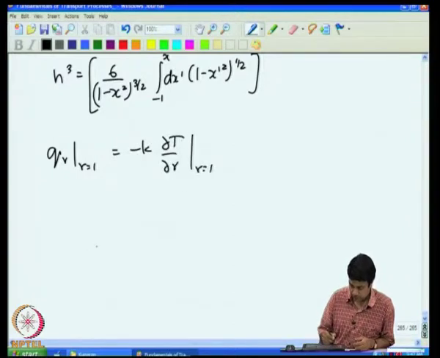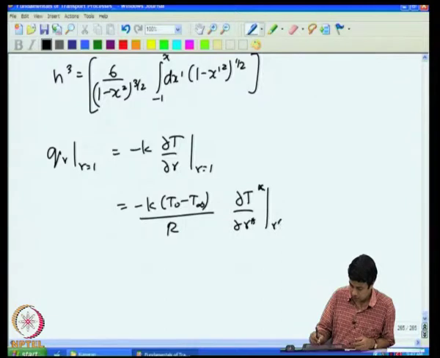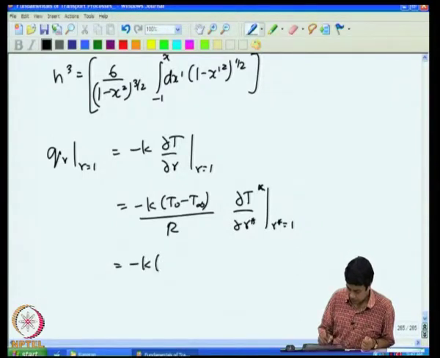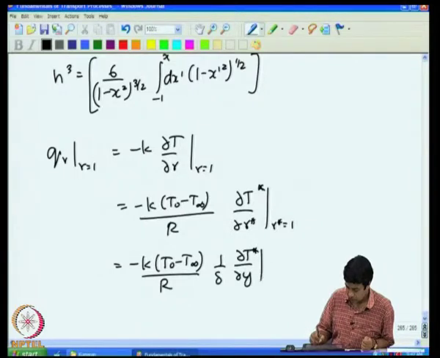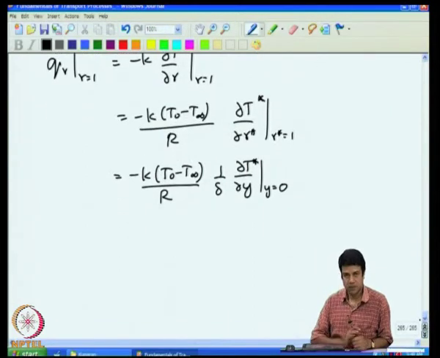At R is equal to 1, q is equal to minus k into T naught minus T infinity by R partial T star by partial R star at R star is equal to 1. Now, I express R star in terms of y. R star is equal to 1 plus delta y. So, this is equal to minus k into T naught minus T infinity by R delta partial T by partial y at y is equal to 0. Note that R star is equal to 1 corresponds to y is equal to 0.